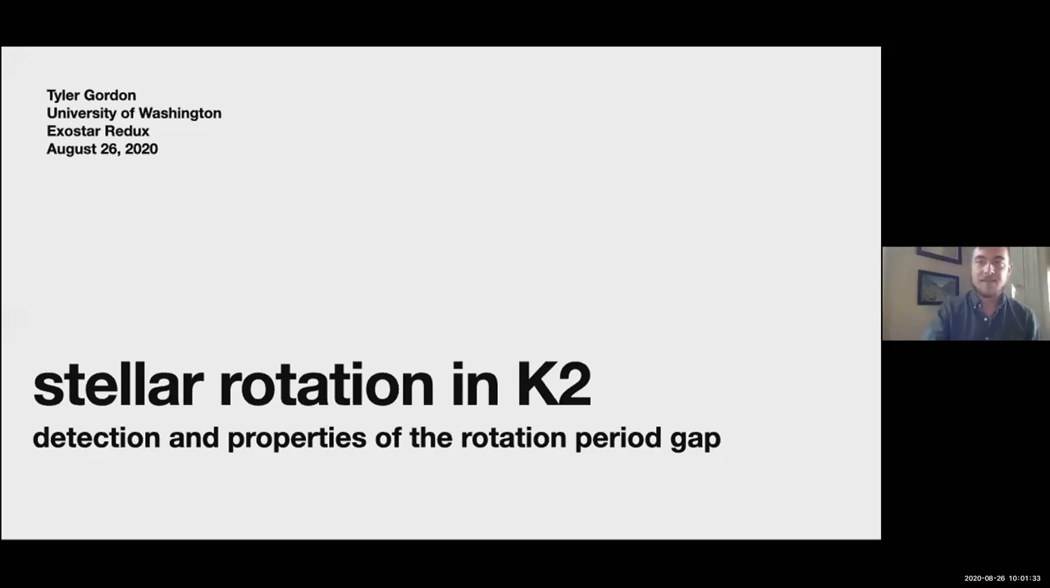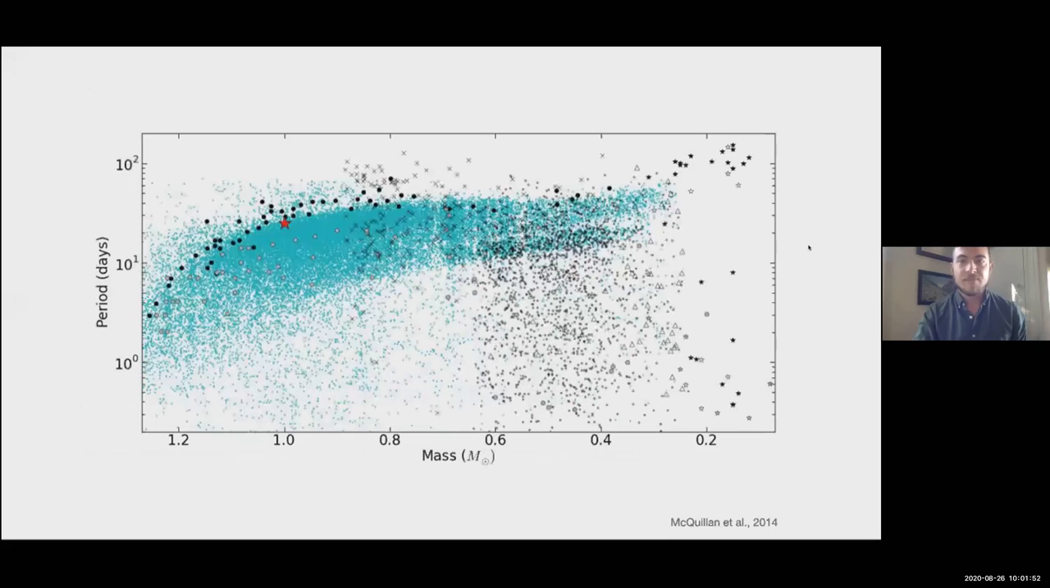Hi, everybody. My name is Tyler Gordon. I'm a graduate student at the University of Washington, where I work with Jim Davenport and Eric Agol. The work that I'm presenting today is work that I've been doing with Jim on stellar rotation in K2. So I'm going to start off with a brief introduction to stellar rotation and why measuring stellar rotation is important.